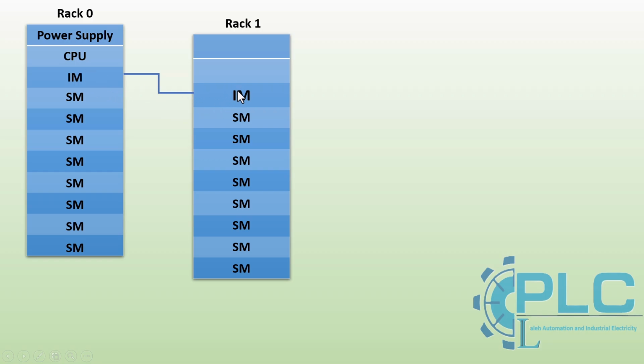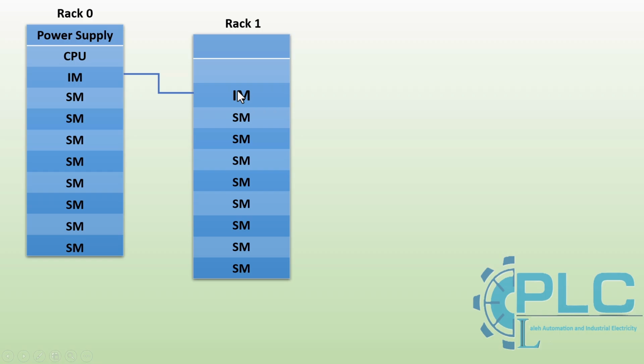IM interface module purpose. Connects an expansion rack to the main master rack. Ensures proper communication between the CPU and additional racks. Allows the PLC to manage more I/O modules without performance issues.